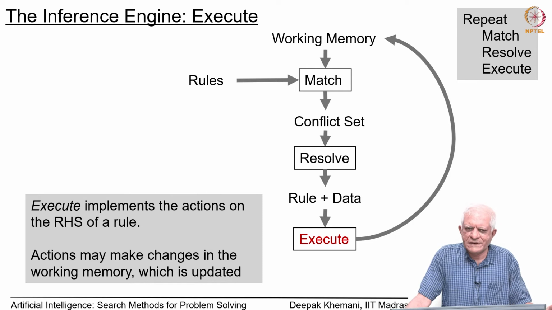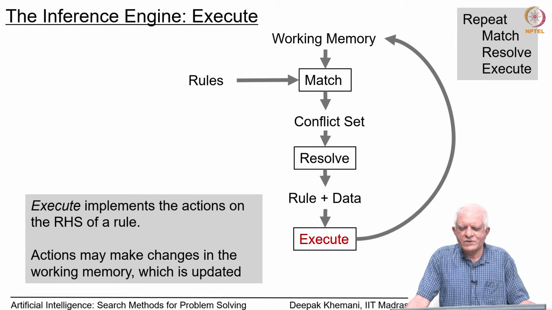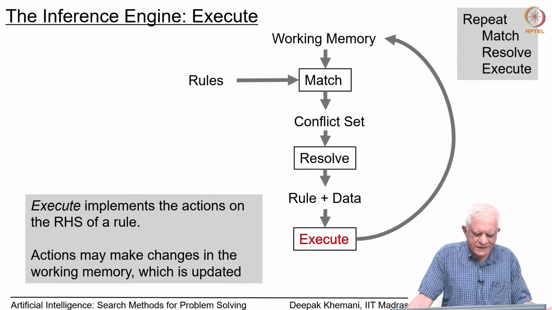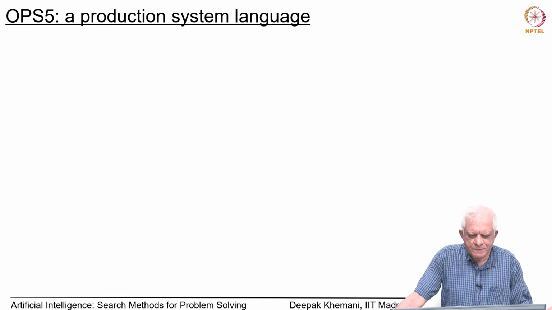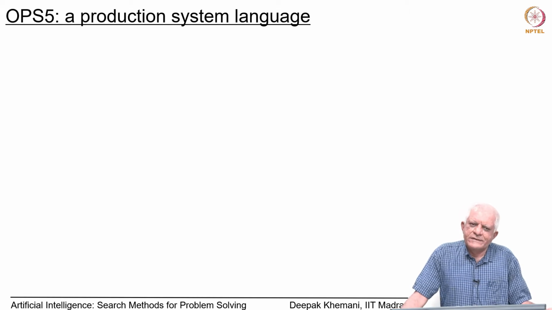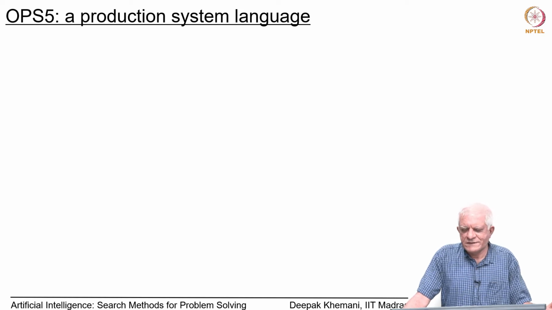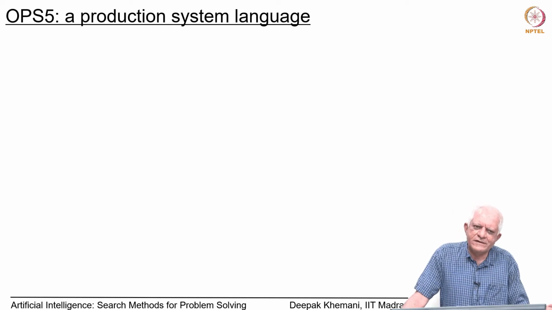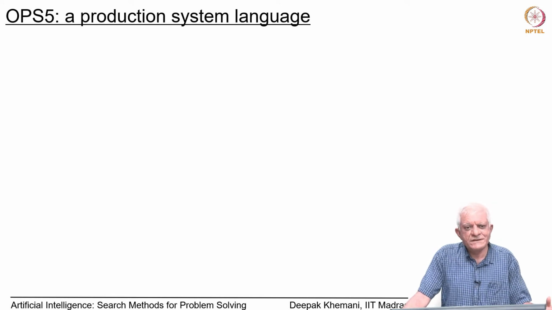So, at a conceptual level at least, this is the cycle that we are going through: match, produce a conflict set, resolve, pick one element from the conflict set, execute the actions in the right hand side of the rule that you have picked, and go back and do match all over again. I said that this has given rise to a language which is Turing complete, and often these kinds of systems, the inference engines that we are talking about, are called expert system shells.